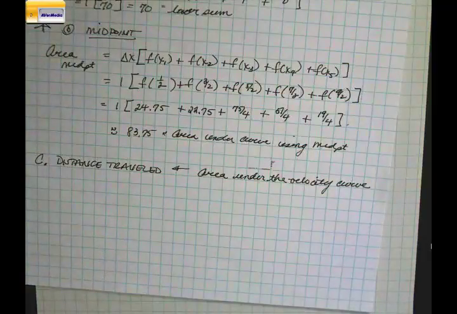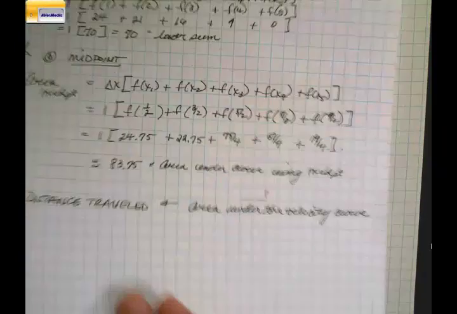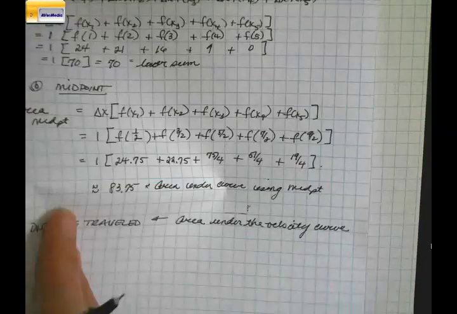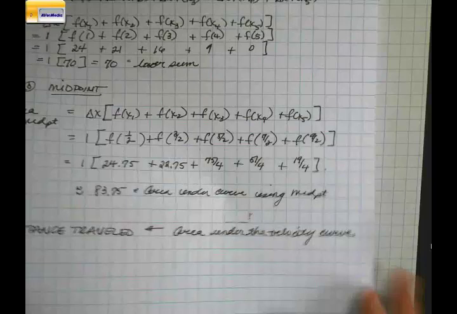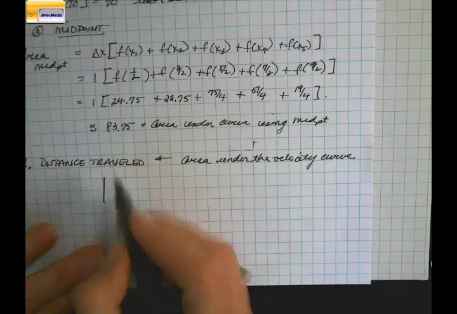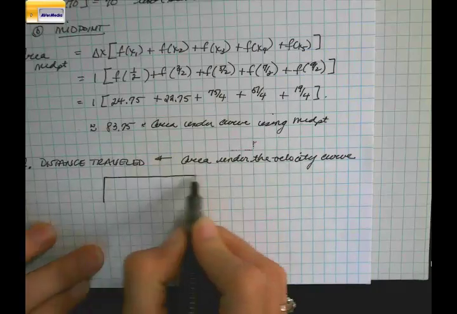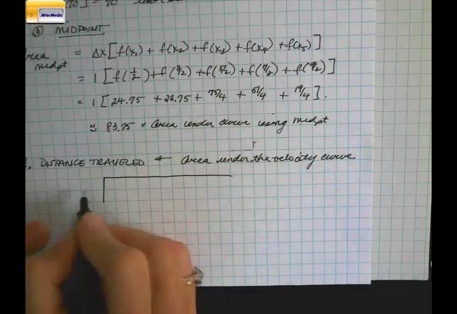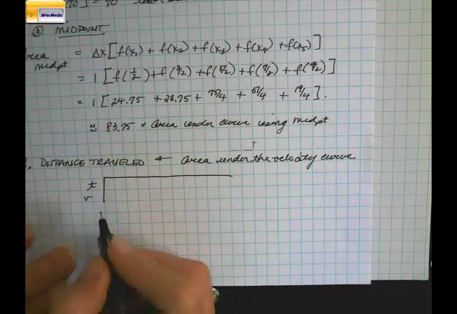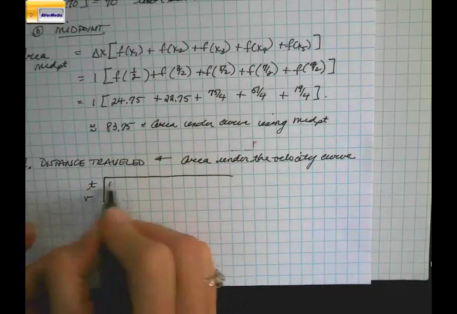So take, for instance, let's see if I have enough room here. I might not. I'm going to have to change paper. Here I am trying to conserve my pieces of paper. So here, I can do some of it on here. So here's a table, and it's going to tell me time, and it's going to tell me velocity of a moving object.